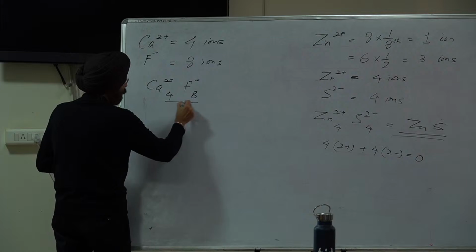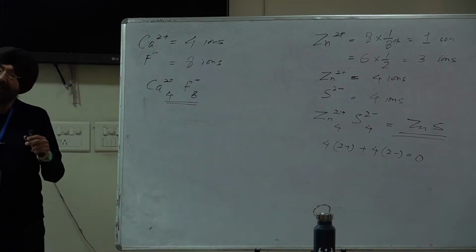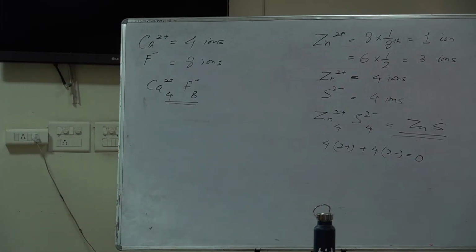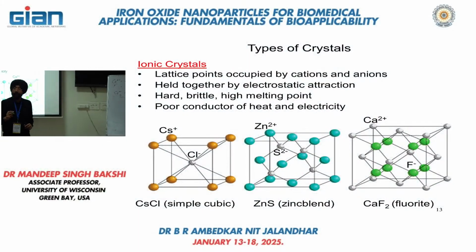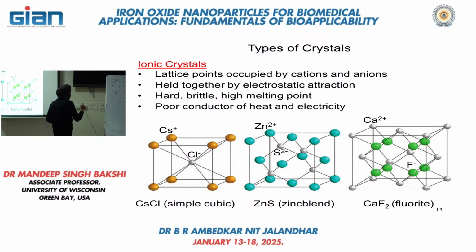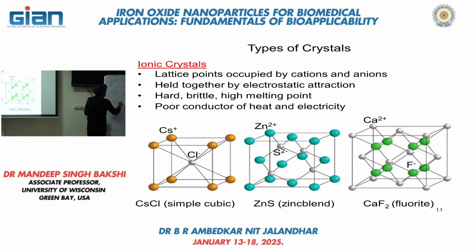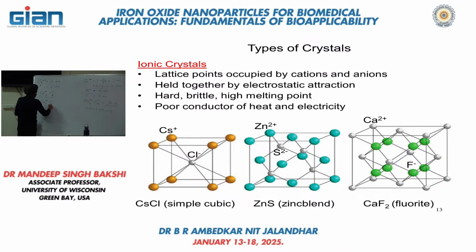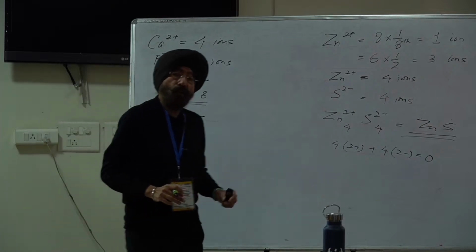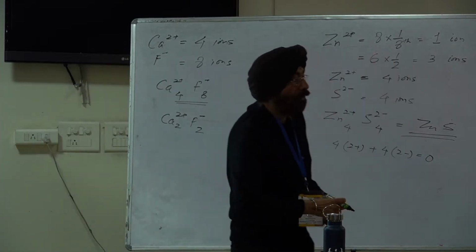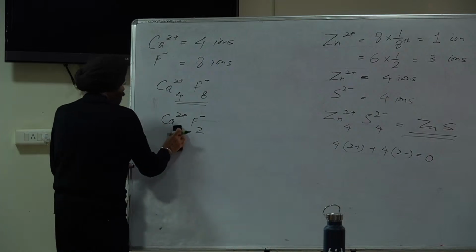Whenever you have something like this, the numbers which you can divide by the common factor, you must divide them to come to the undivided form. So therefore, it is calcium. If I'm going to divide by 4, it is 1 by 2, right?